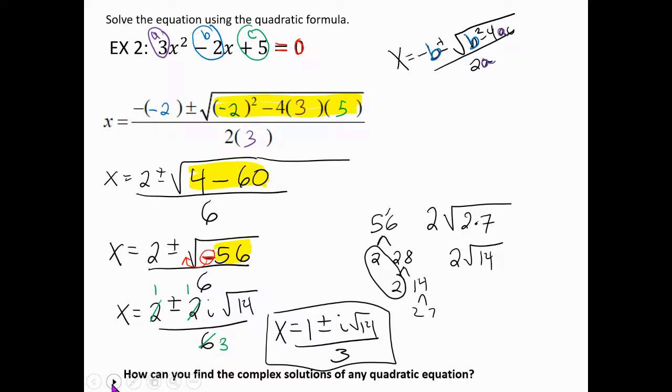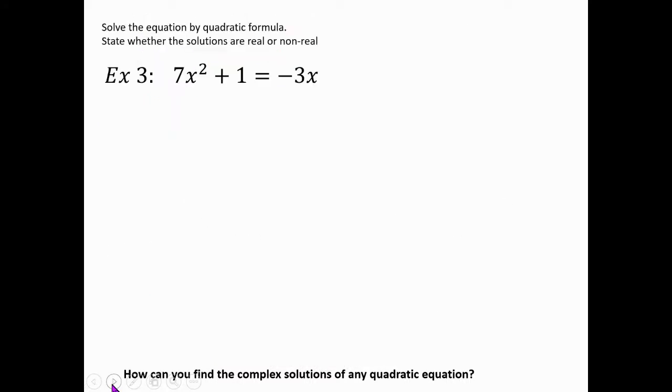Alrighty, so try this next example yourself. Pause the video, try it, and then unpause it when you're done, and we're going to go over it right now.